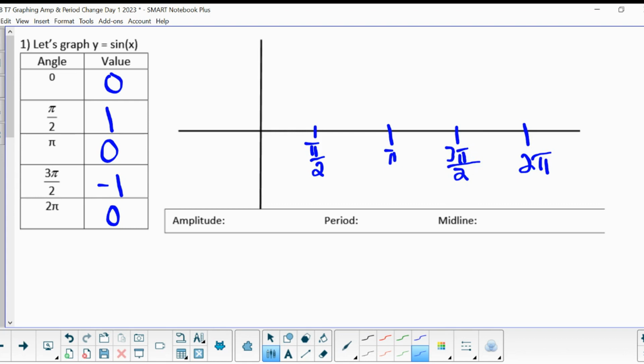Okay, so then once you've got that, you're going to go ahead and find a maximum and a minimum. So this is going to be your amplitude markings. The highest value is 1 and the lowest value is negative 1. And we're just going to go ahead and plot some points, and then just connect them.